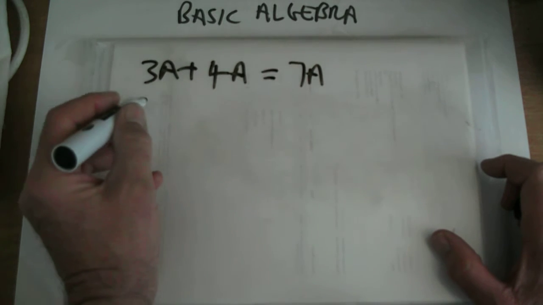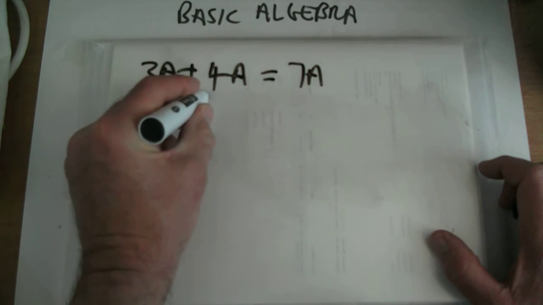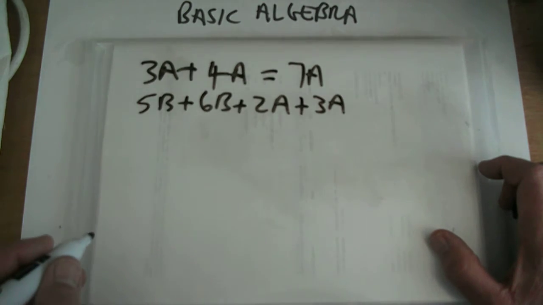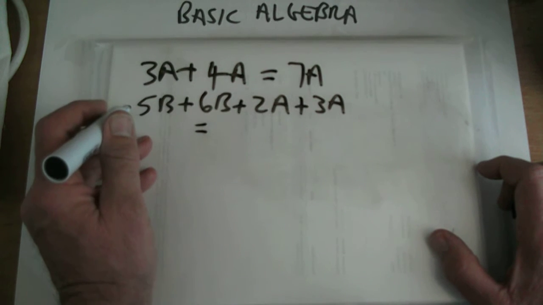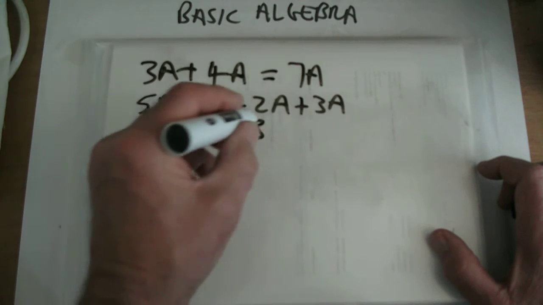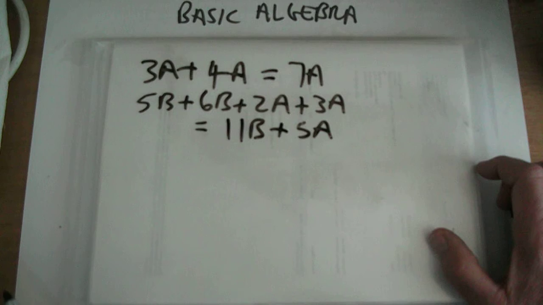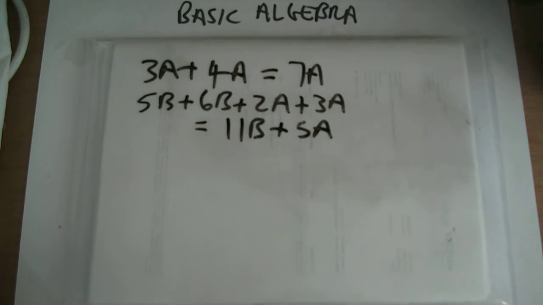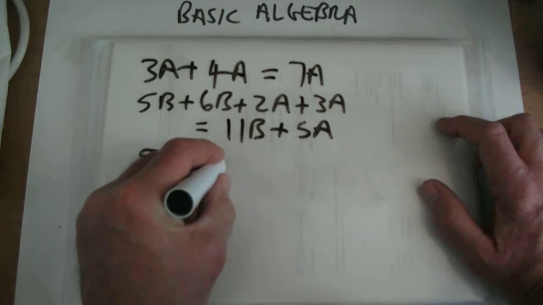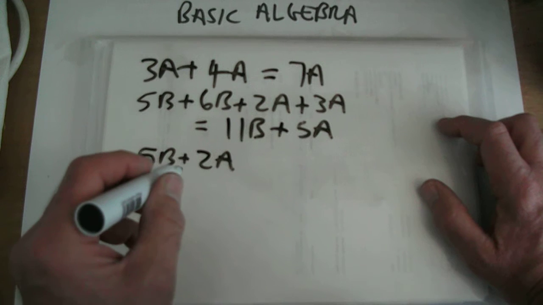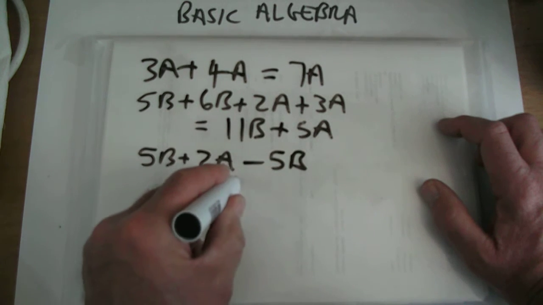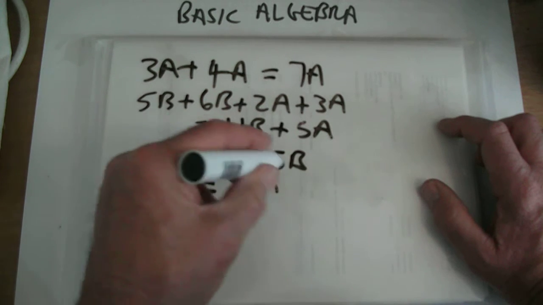If I introduce another letter, say bananas, I've got 5 bananas plus 6 bananas plus 2 apples plus 3 apples. I can simplify that, and that becomes 5 bananas, 6 bananas is 11 bananas, 2 apples and 3 apples is 5 apples. If I've got 5 bananas and 2 apples in a bowl, and I take away 5 bananas, I'm left with 2 apples. So the same works with a plus or a minus.